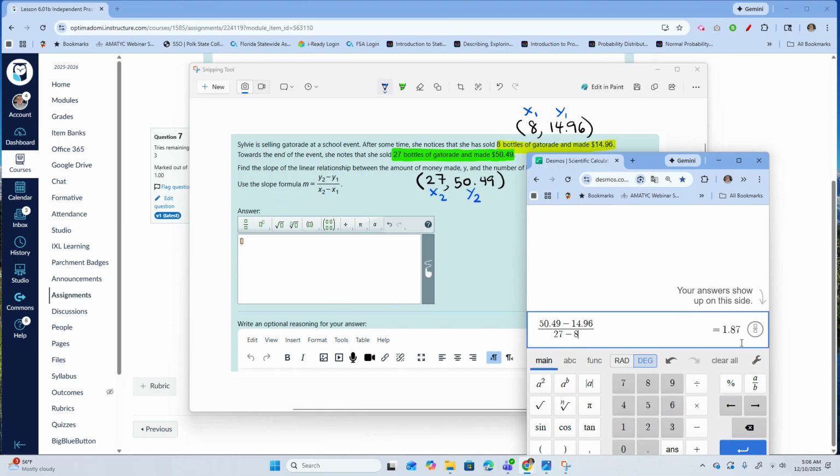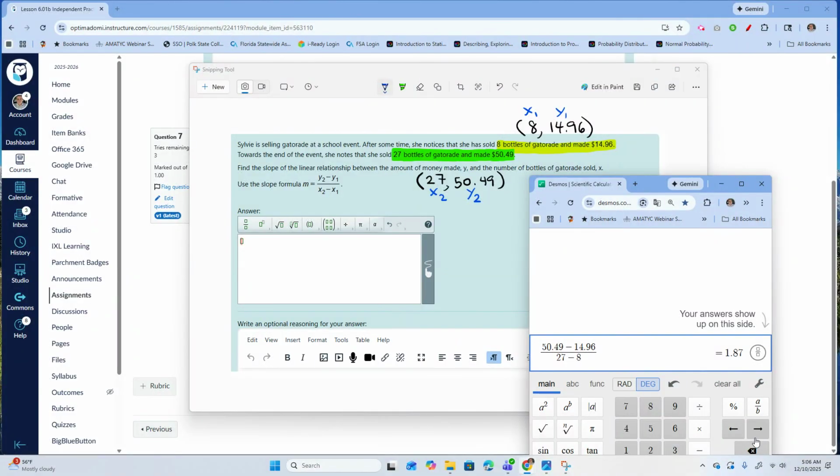Now here, you're not going to make it a fraction because this is a real life problem, and the slopes, we don't write them like fractions in real life. So this means that my slope is 1.87. And what exactly does this 1.87 mean? That she made $1.87 for every bottle of Gatorade that she sold. That's what that means. Okay? So I hope this video helps.